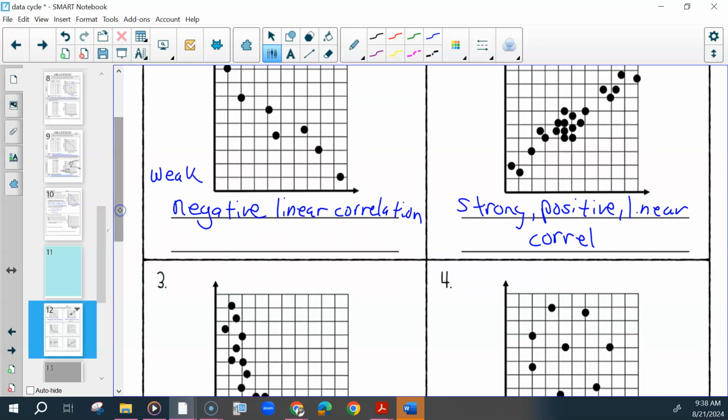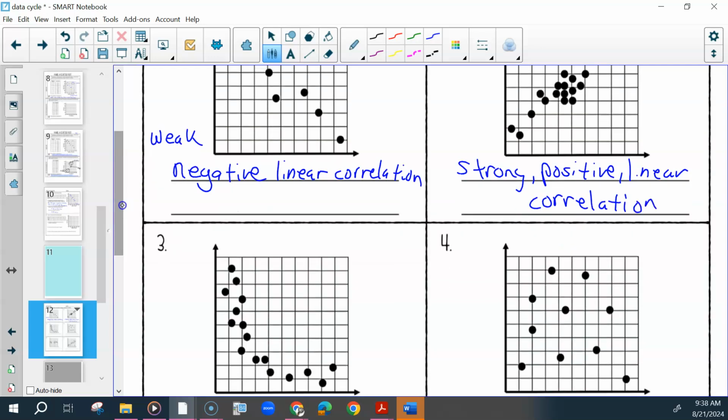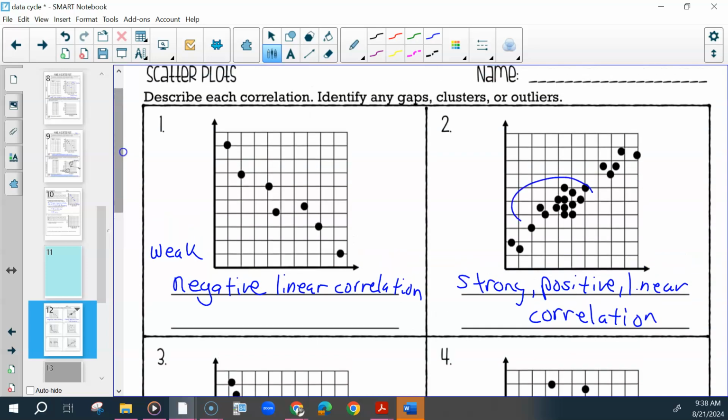Part of the board is not working, which is why I'm scrolling. There we go. And then plus, I would say probably is this right here. This one didn't really have any gaps, clusters, or outliers. It's evenly spaced, no outliers, no row clusters.